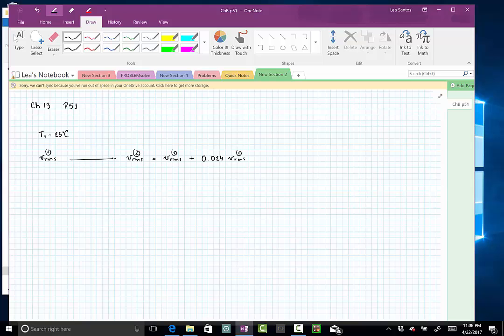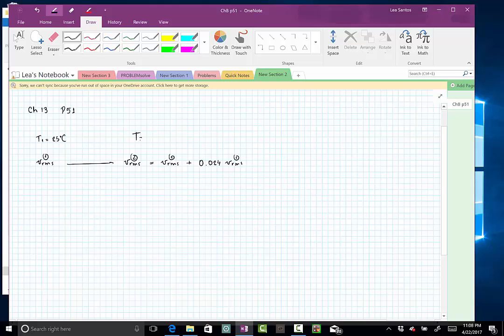2.4%. Now, given that, we want to know what is this new temperature, to what temperature these molecules have to be raised. So this is the question of the problem.